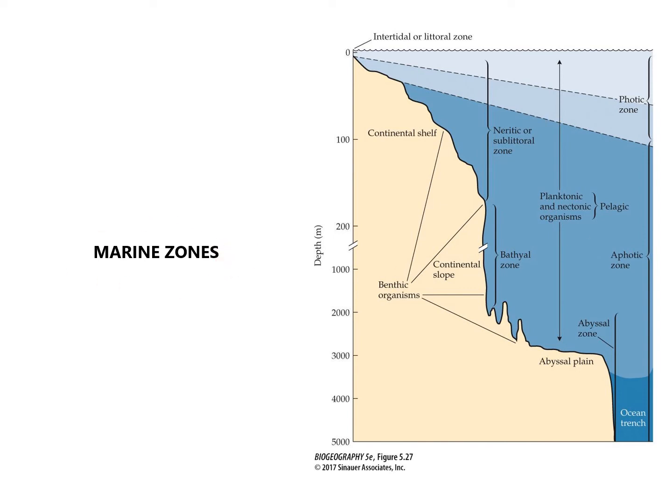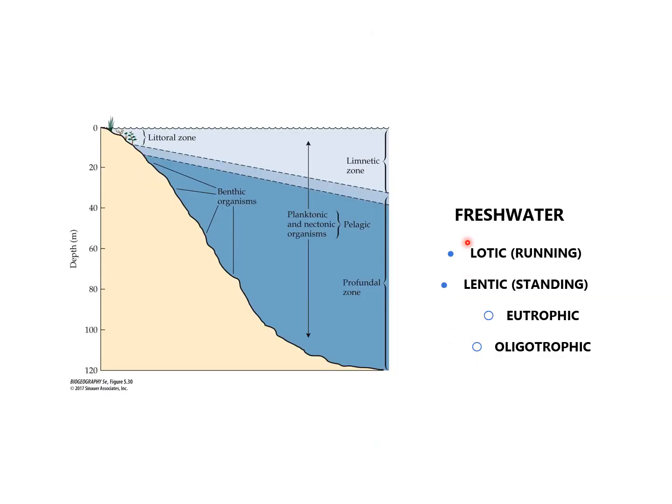Freshwater has some distinctions that are worth mentioning. Lotic environments, or communities, would be where you have running water like rivers and streams. Lentic would be standing water, like a lake. And even within lakes, there are different types of lakes which produce different types of communities.